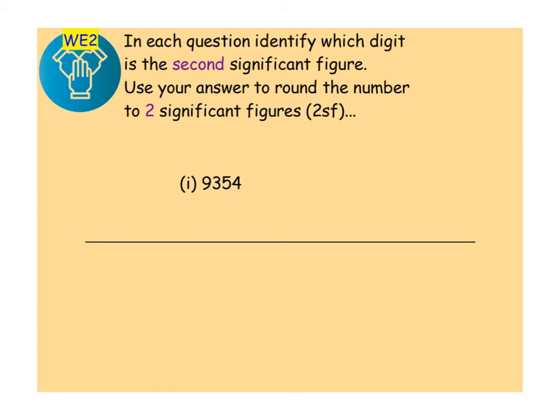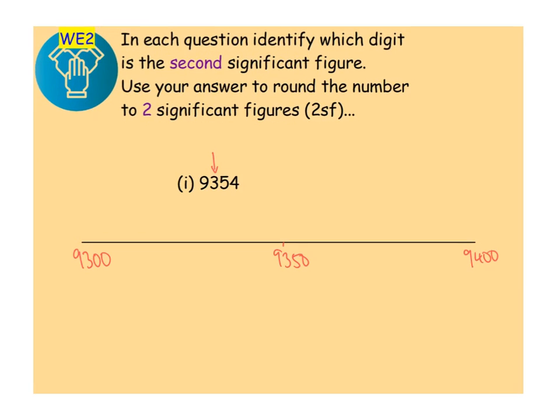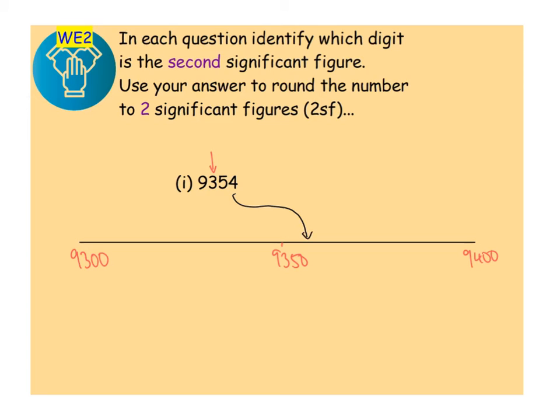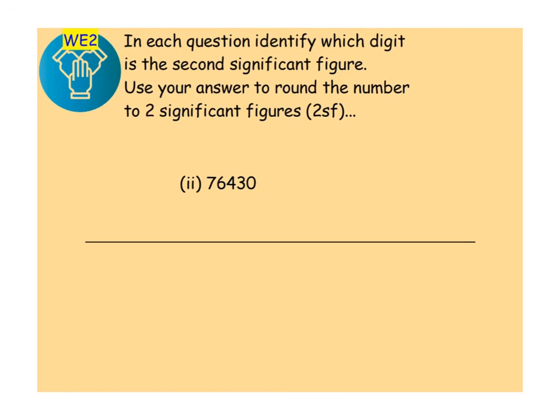I think that's probably enough information from me now for you to pause the video and have a go at this question yourself. Okay, hopefully you've had a go at that question. Here's the second significant figure, so this time my number line needs to go in hundreds. Halfway between the two of them is 9,350, and I can see that 9,354 is slightly bigger, so it's nearer to 9,400. So I would round it to 9,400 to two significant figures. Next part. Pause the video, have a go.